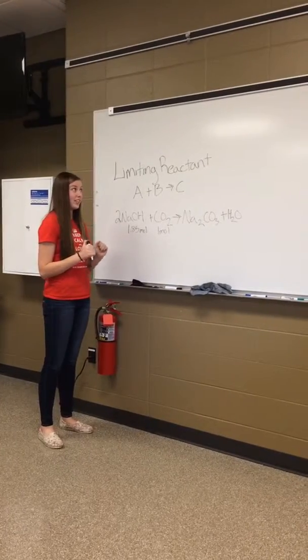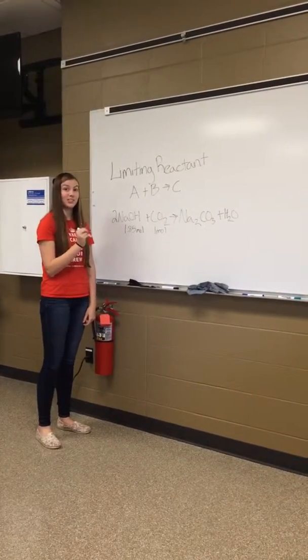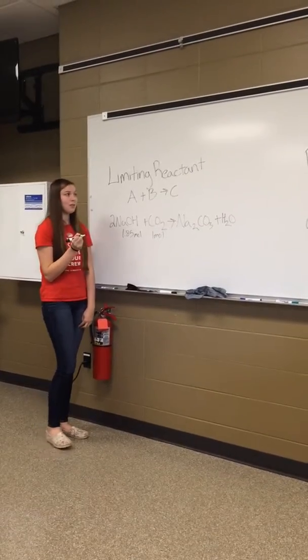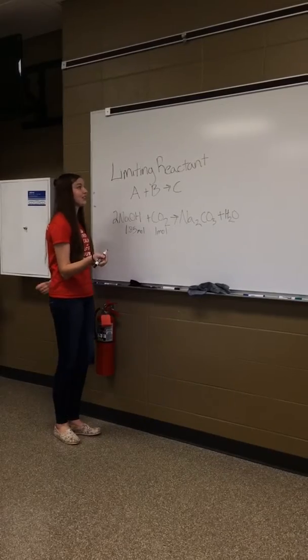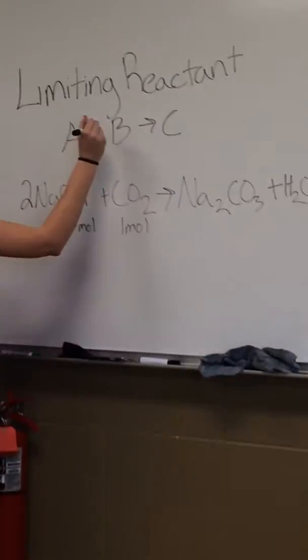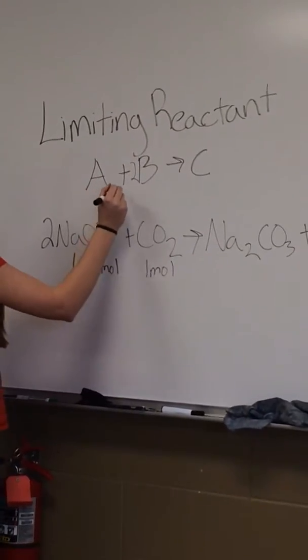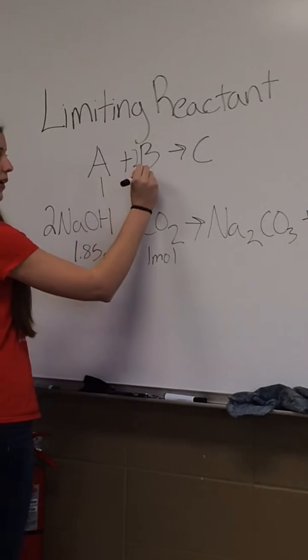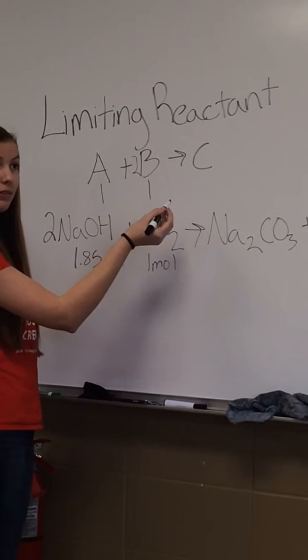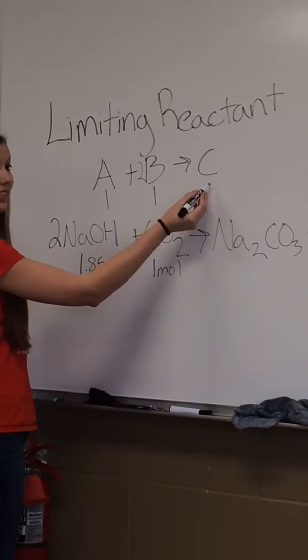Today my video is on limiting reactants and percent yield. A limiting reactant is the reactant that runs out first in your equation. So if we had an equation like A plus 2B yields C, we have 1 mole of A, 1 mole of B. We're trying to figure out how much of C we can get.